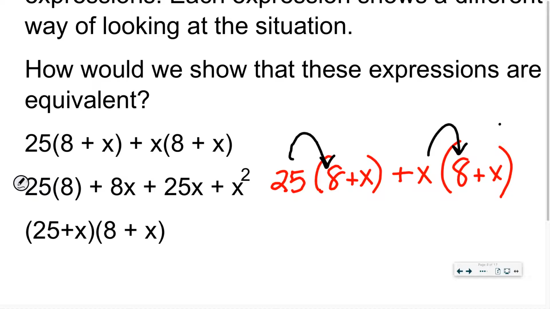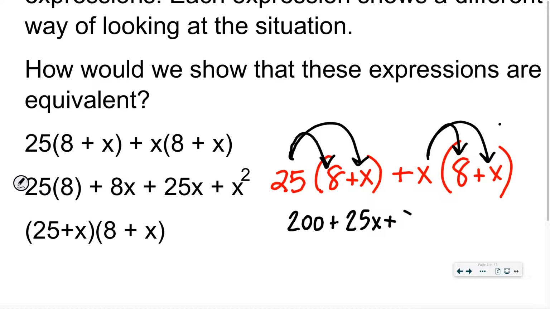Giselle? The x and the x. And Leo, what else? The 25 and the x. So let's start to do this. 25 times 8 is 200, plus 25x, plus 8x, plus x squared. Now what can I do? No more parentheses, no more distributive property. What next? You could simplify the 25x plus 8x. I can combine my like terms.